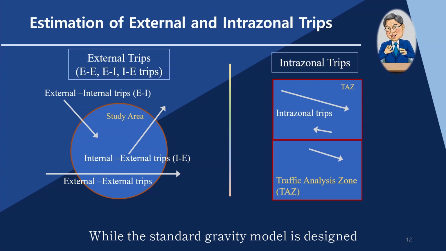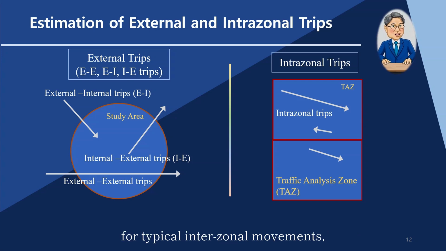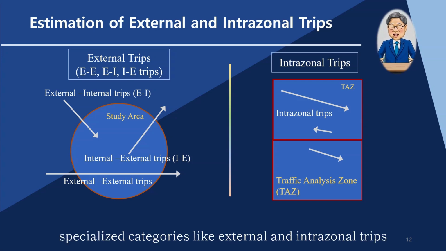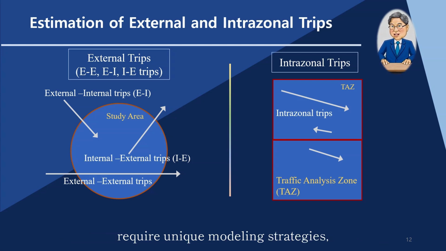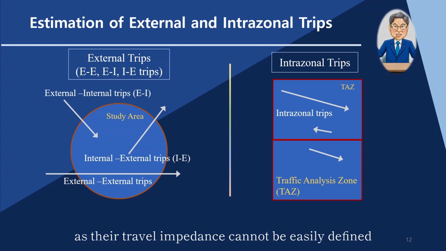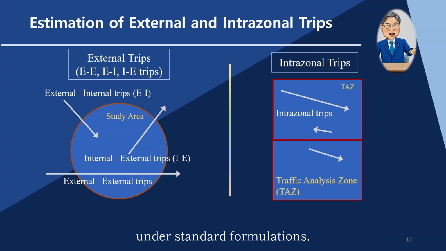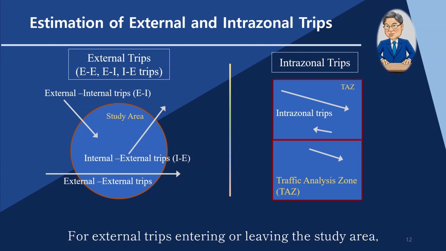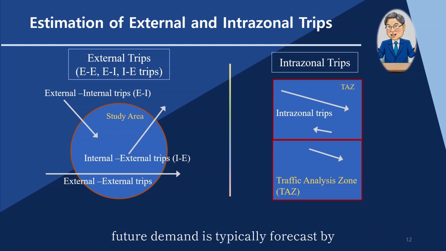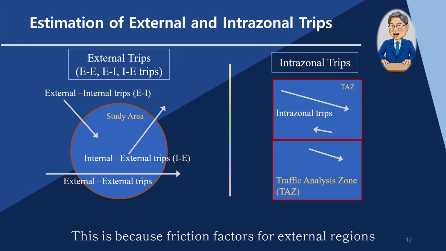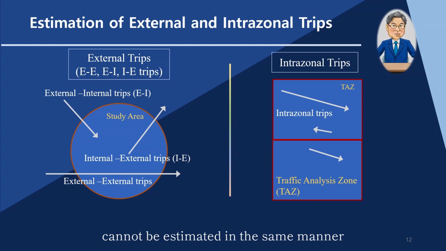While the standard gravity model is designed for typical interzonal movements, specialized categories like external and intrazonal trips require unique modeling strategies, as their travel impedance cannot be easily defined under standard formulations. For external trips entering or leaving the study area, future demand is typically forecast by extrapolating historical trends or by applying growth factor models.